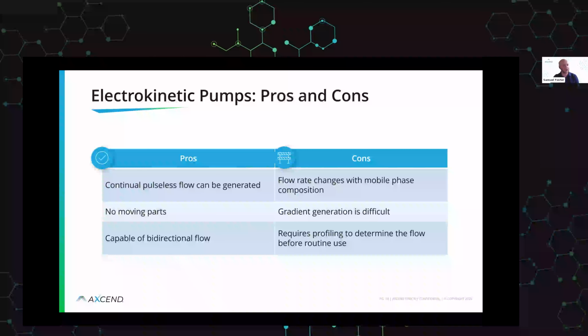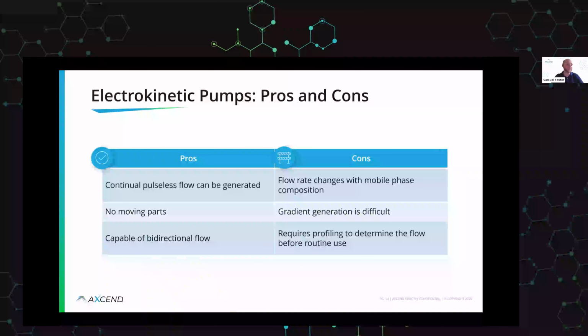So in terms of pros and cons, they are capable of continuous and pulseless flow, right? We're going to get into some of the pulsing flow in a little bit, but in this case, because there's no mechanism, there's no steps, you're able to generate a smooth flow forever, provided you have enough buffer to go. There are no moving parts. There's no motors, there's no piston head. And so because of that, these are great in really rugged applications, and we'll get into that.